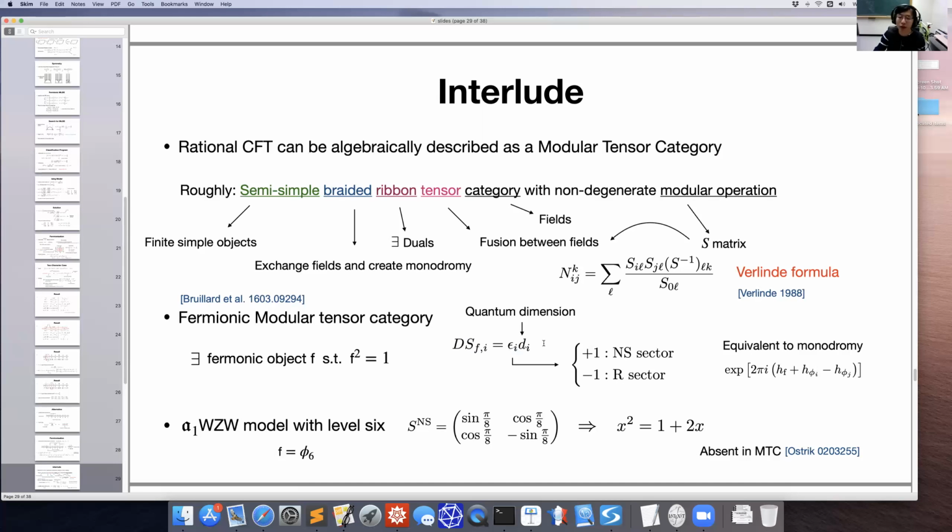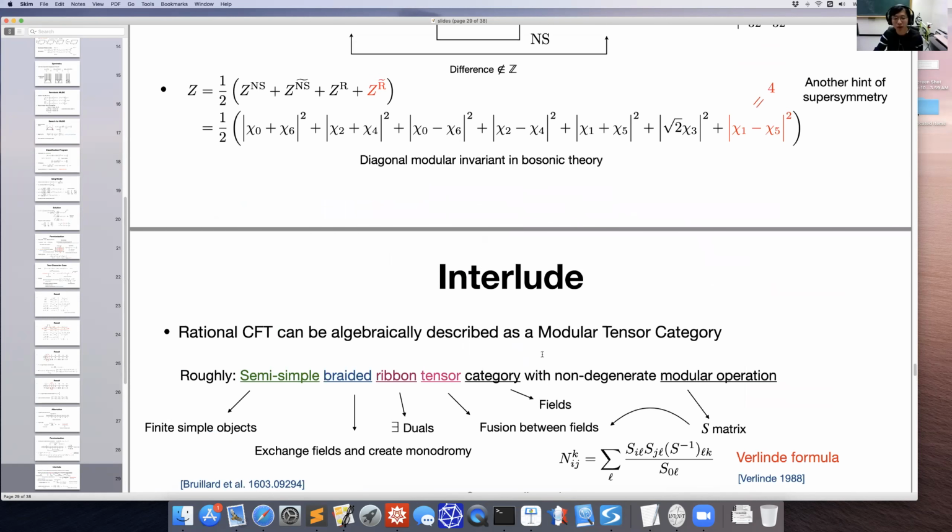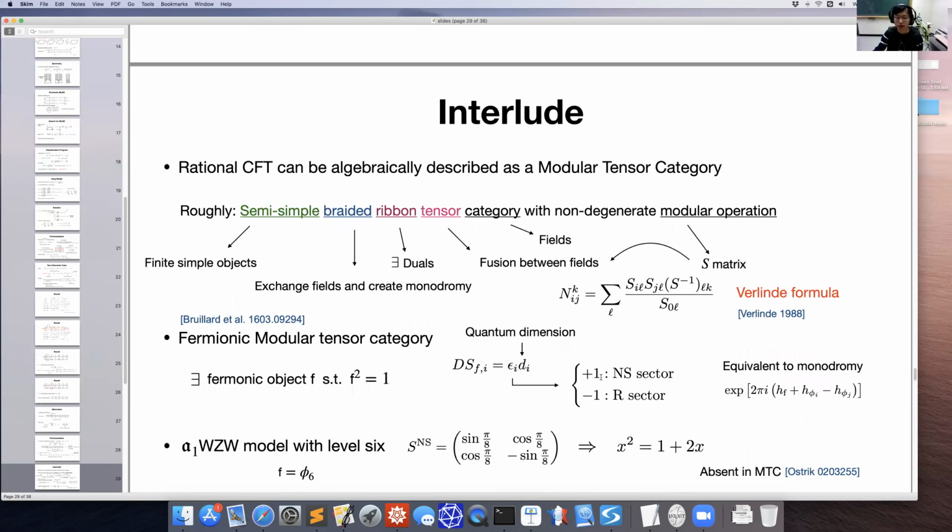But actually, there's some beautiful identity among the fusion rules and the S matrix, which tells us that this epsilon I is precisely the monodromy charge. So this is the same as this. So now, in this way, it's natural to understand the whole construction of the fermionic object. And the fermionization I told you before can be basically the same as the so-called fermionic modular tensor category.